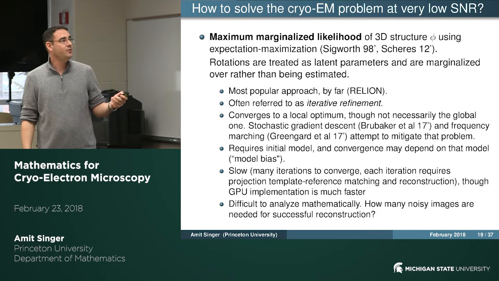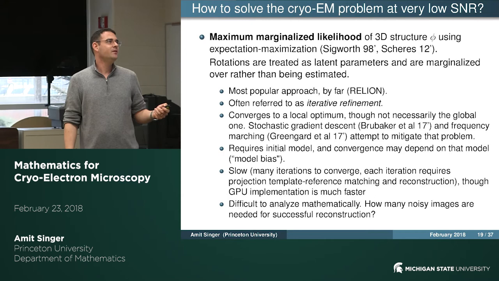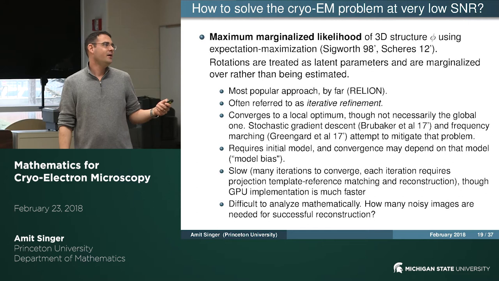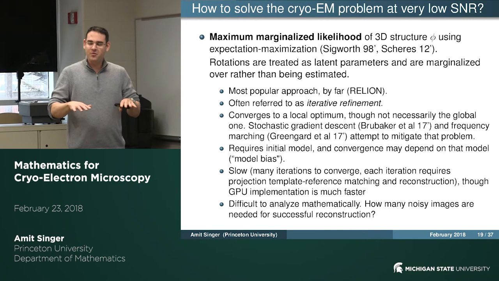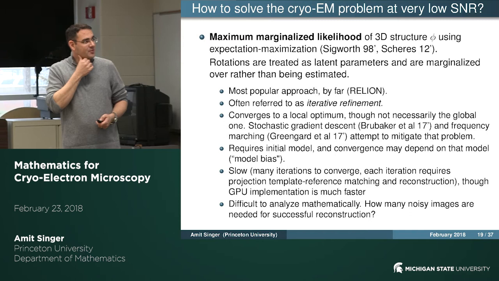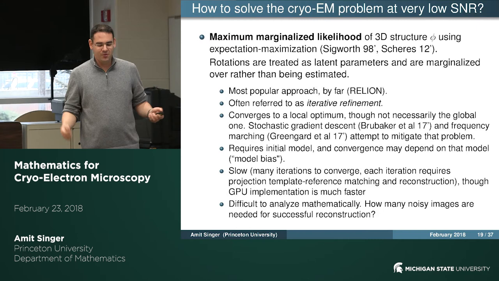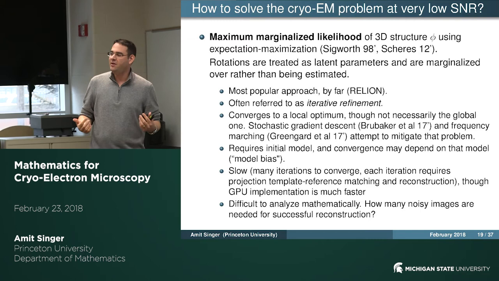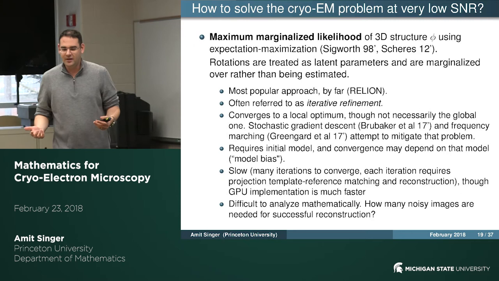So there's some improvement to this technique that has to do with stochastic gradient descent and trying to solve this problem one frequency at a time, to smooth the cost function, but still there are these issues. And also from the mathematical point of view, it's a bit discouraging that we apply this black box of expectation maximization, but even if it works, we don't have any good understanding about the problem. By that I mean, given a signal to noise ratio, how many images do we really need in order to get the reconstruction?